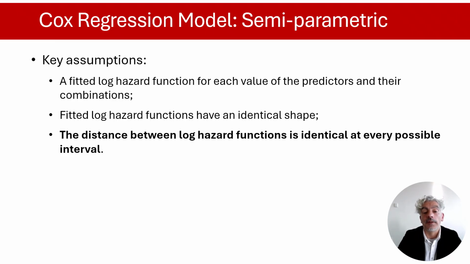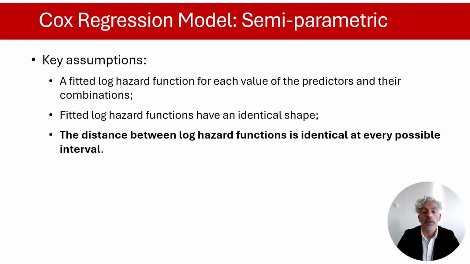Here I put again there's a key assumption. The last one states the distance between the log hazard functions of the different combinations of predictor values are identical across time intervals. This assumption may be tenable in some cases, but there are other cases where it may not be tenable. There may be cases, for example, where the effect in reducing risk of death is more pronounced in some periods.